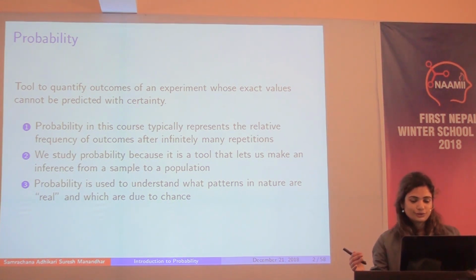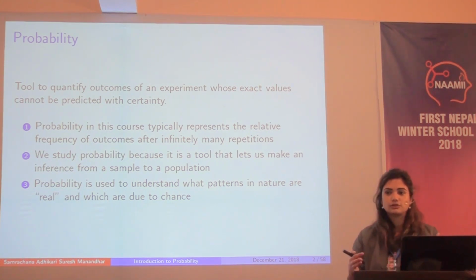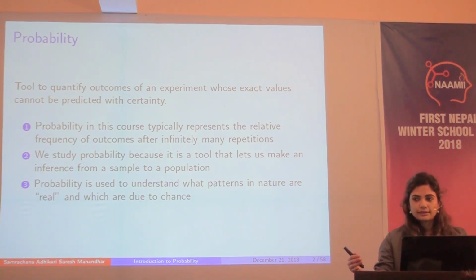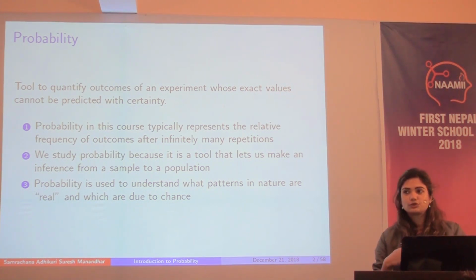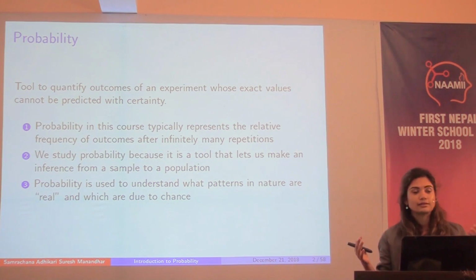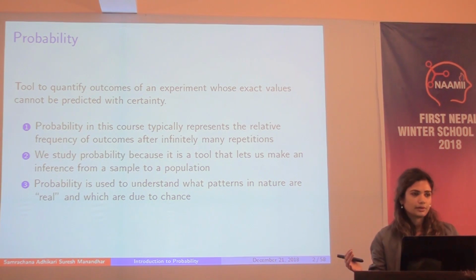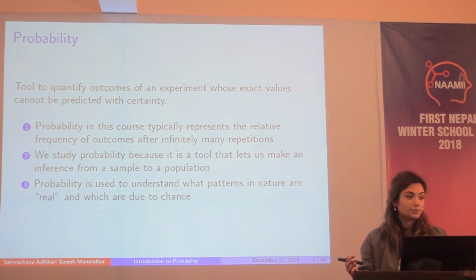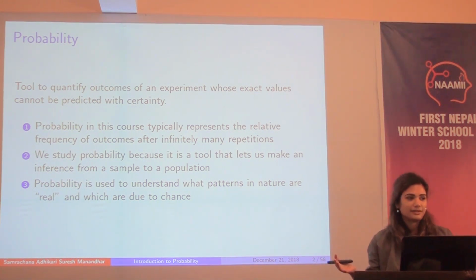We'll use probability as a tool to help us understand patterns in nature that are real, and also to quantify things that just happen by chance. It also helps us make inference from a finite sample to a bigger population, because we can't go around and get data for everything in the world. So we collect a sample, and we want to understand how much that sample represents the entire population. Probability is a very handy tool to make that inference.